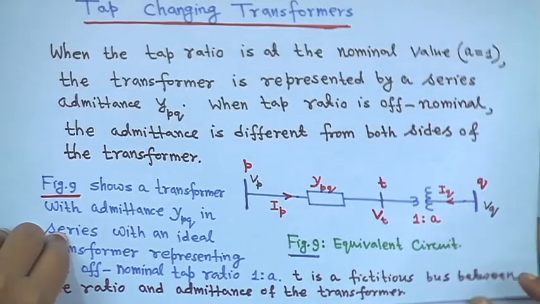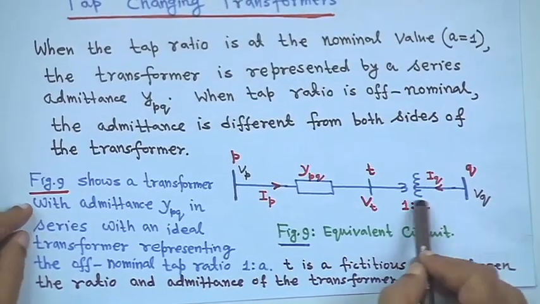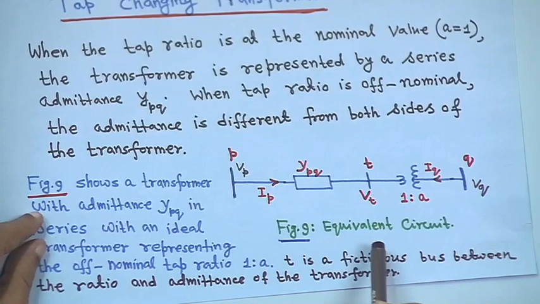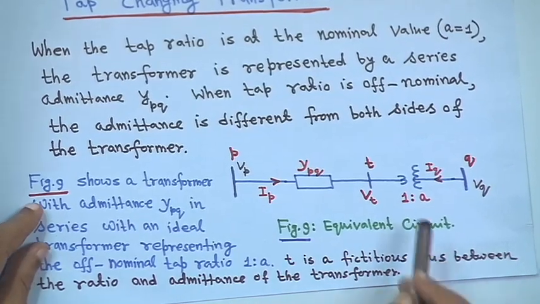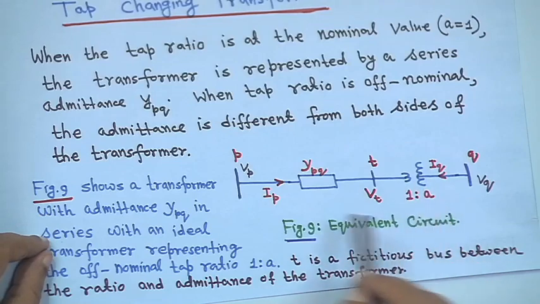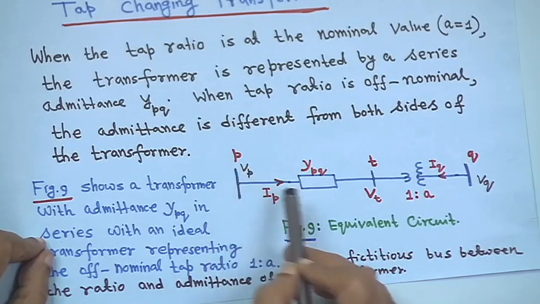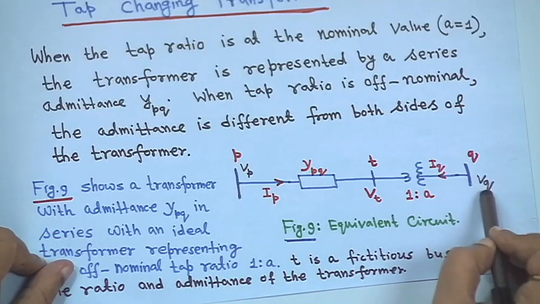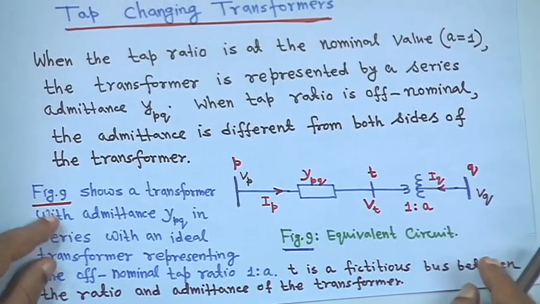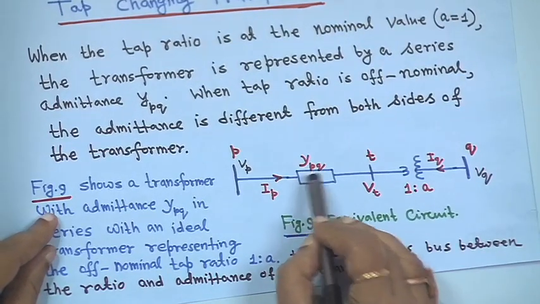So, the representation is something like this. First you have to understand this diagram. Suppose you have a transformer, I will come to A and the other things. Say this is bus bar P, its voltage is Vp, and this is bus bar Q, its voltage is Vq. The transformer has impedance, hence admittance. So, this is actually YPQ.